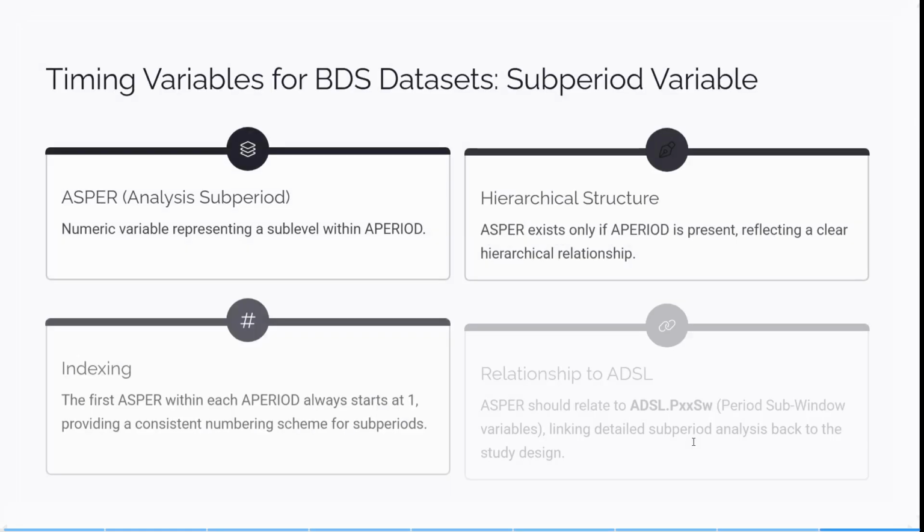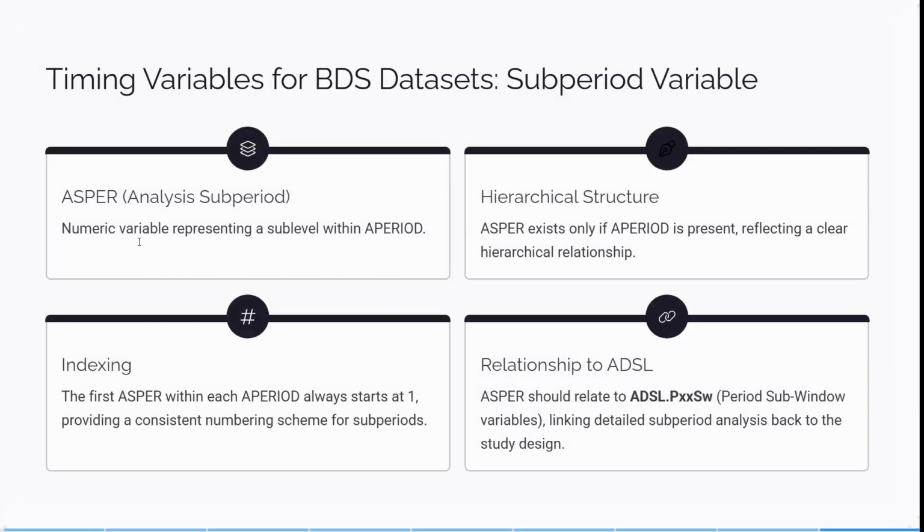So next one, analysis subperiod, the numeric variable representing a sub level within the period. In each period there will be sublevels, so that is represented in this variable. As per the hierarchy structure, ASPER exists only if APERIOD is present, reflecting a clear hierarchical relationship.